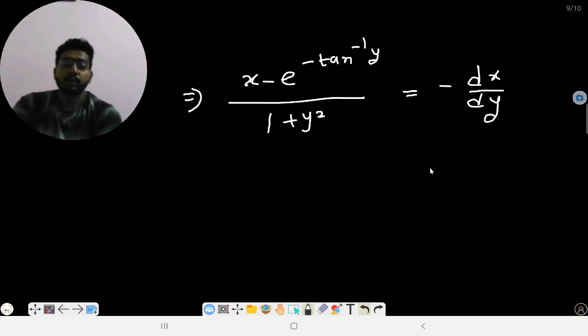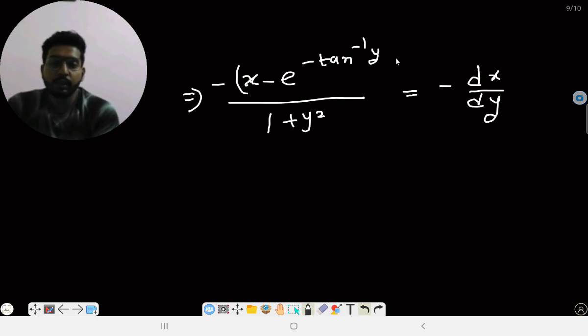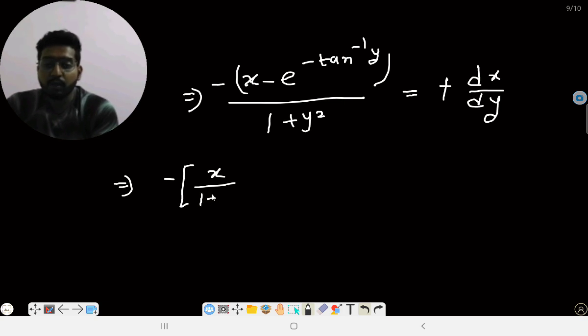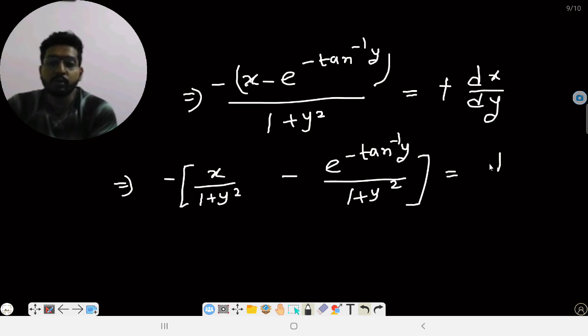Now if I multiply by minus on both sides, that will become plus. Okay, now separating by this one: x by (1 plus y square) minus e to the power minus tan inverse y by (1 plus y square) equals dx/dy, like this.